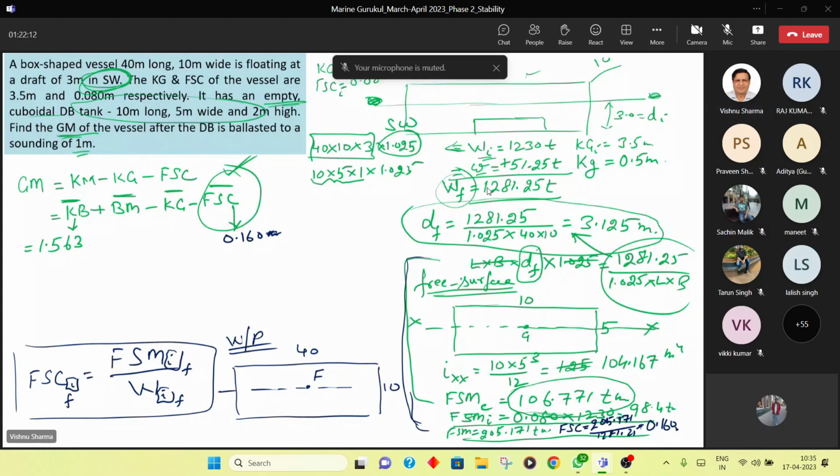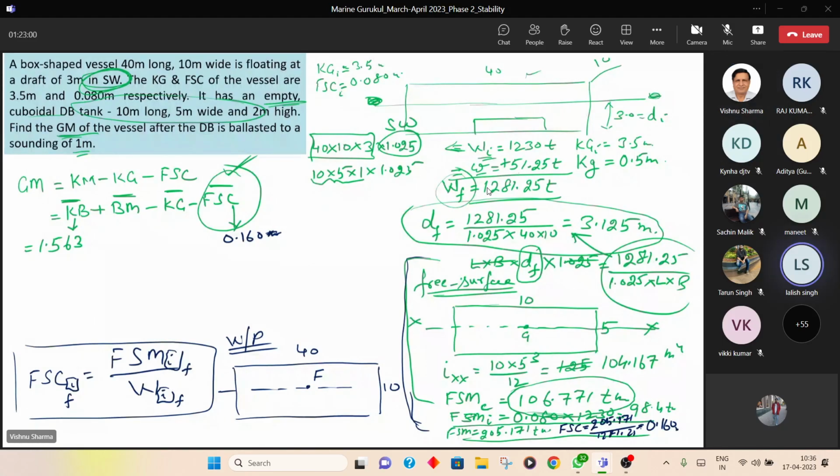Sorry to ask a very stupid doubt. Why are we taking 14 into 10 for the water plane area of the ship, right? Water plane is not of the tank. Water plane is of the ship. The tank has the free surface. So there are two distinct terms we are using. For the tank, you have the free surface. Water plane is for the ship. Okay, so that will be 14 by 10 for BM. Yes or no?